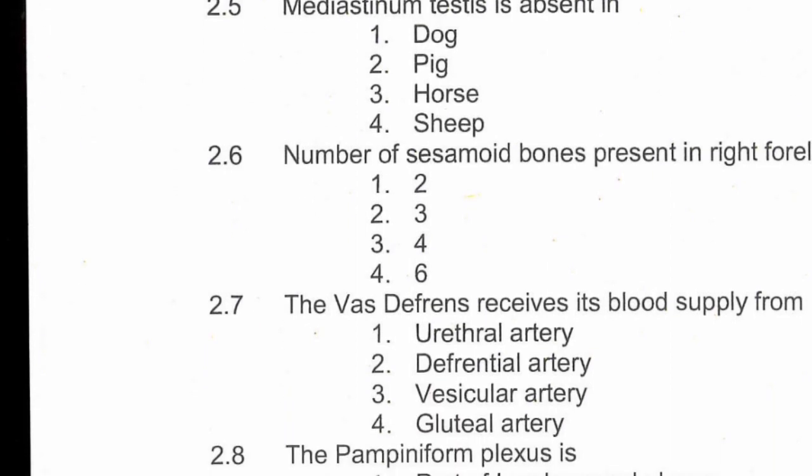Then question number 6 is number of sesamoid bones present in right forelimb of horses. Options are 2, 3, 4 and 6. And the answer is option number 2, 3.